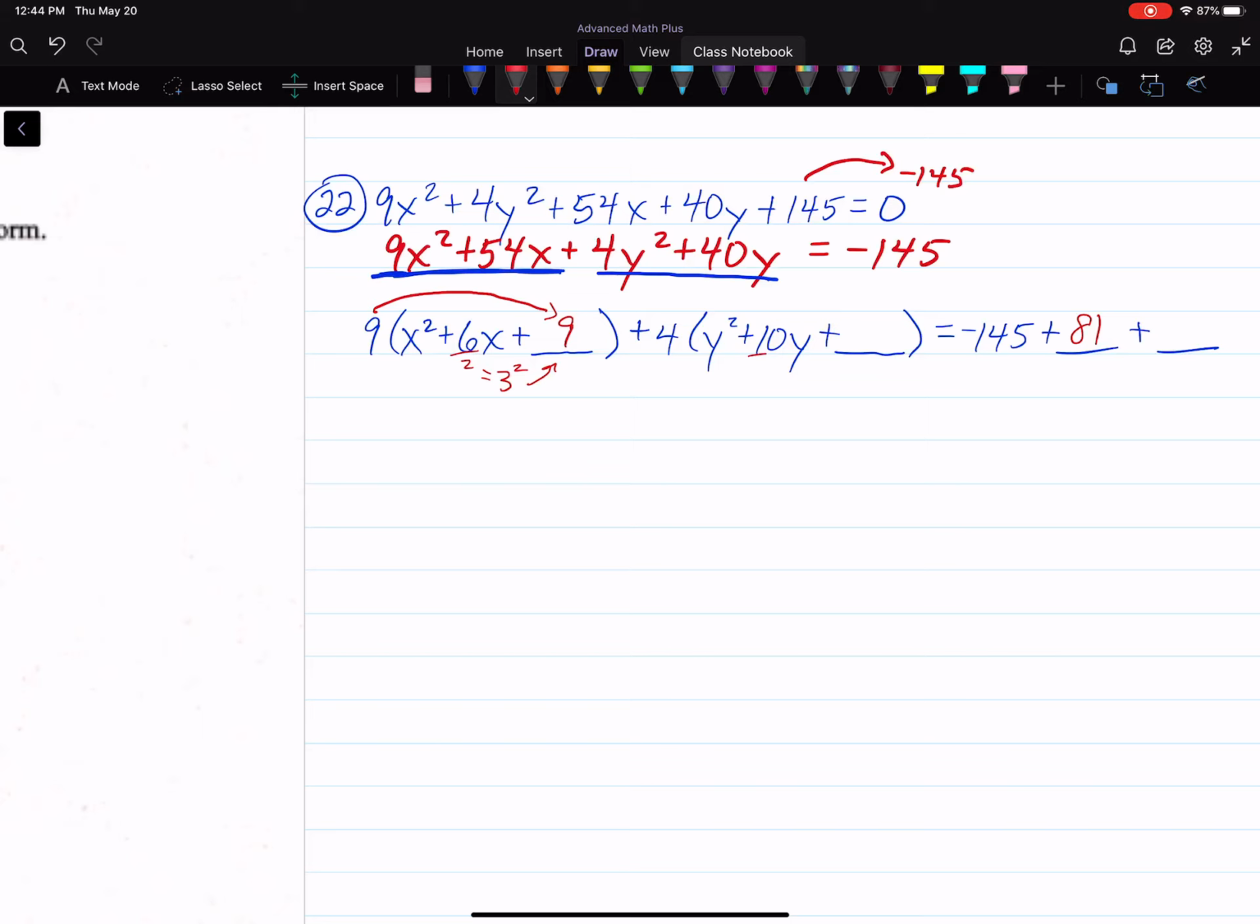What about here? 10 divided by 2 would be 5, and 5 squared is 25. But over on the right side, we're actually adding 4 times 25, which would be 100. Okay, and so now we can write this as a perfect square. It'd be 9 times x plus 3 squared plus 4 times y plus 5 squared equals 100 plus 81 minus 145.